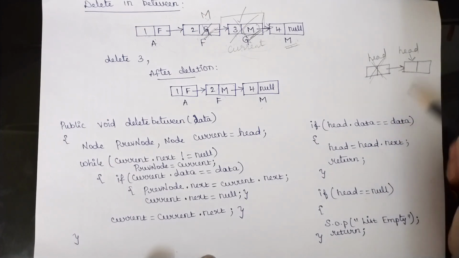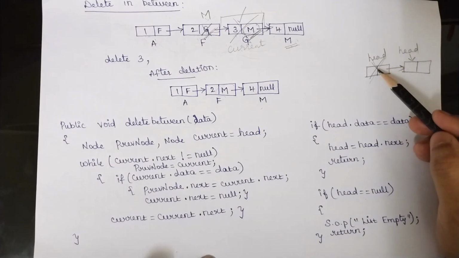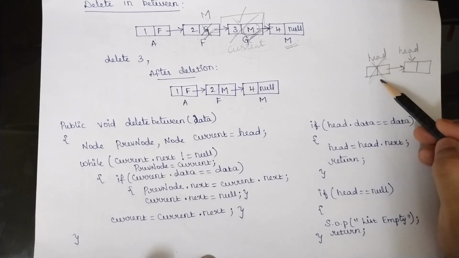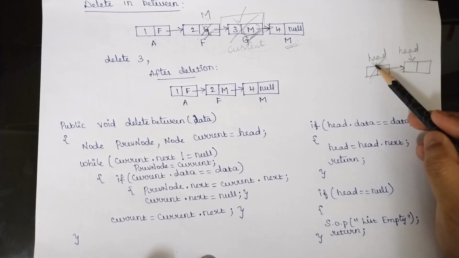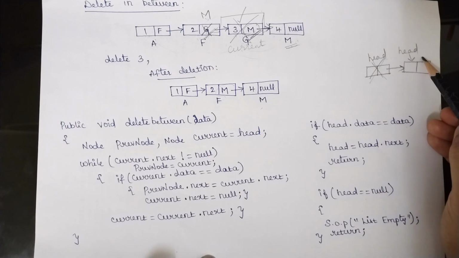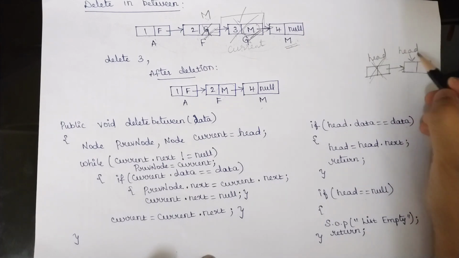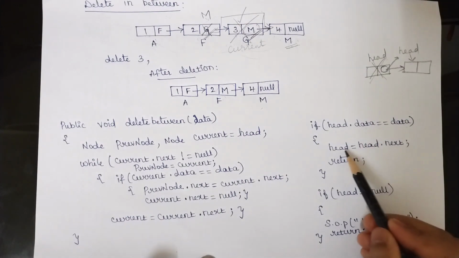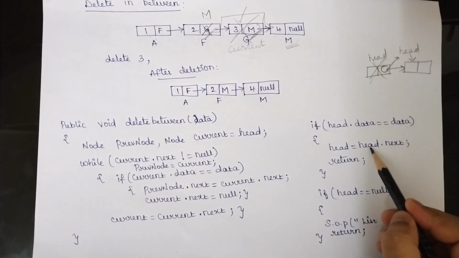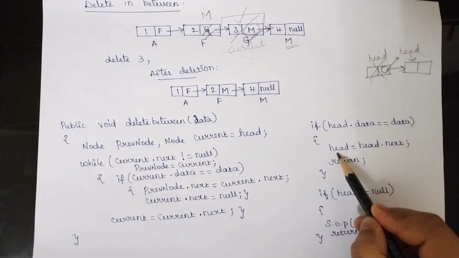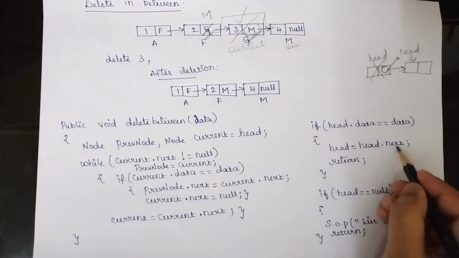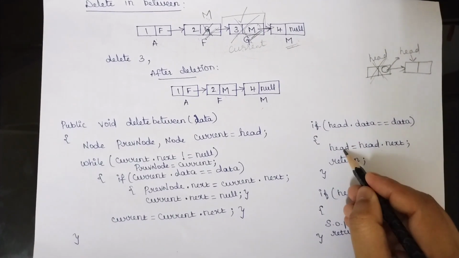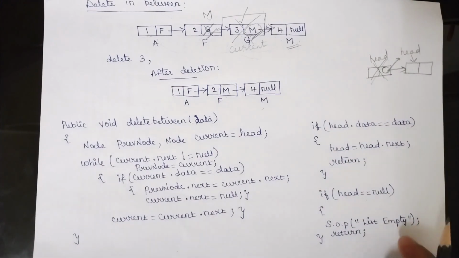When the data is matching, you are going to delete this head node. If you are deleting this head node, the pointer of the head node should be moved to the next node. So how do you move the pointer? Just by assigning head is equal to head.next. You are assigning head.next to head. This is the second case. Now coming to the third case.